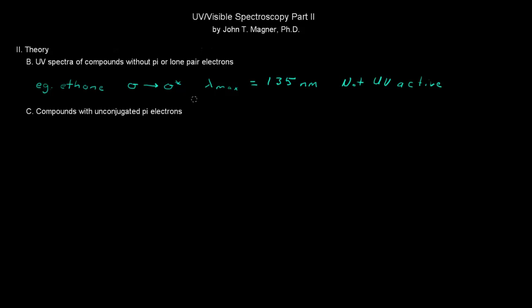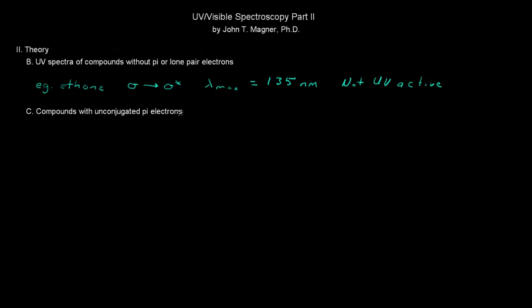And so the wavelength of a photon of light that is capable of causing that transition is relatively short. In the case of ethane, it was 135 nanometers for its lambda max. And that means that transition is outside of the range, from about 190 to 700 nanometers, where most ultraviolet visible spectrometers operate, and so those compounds are not UV active.